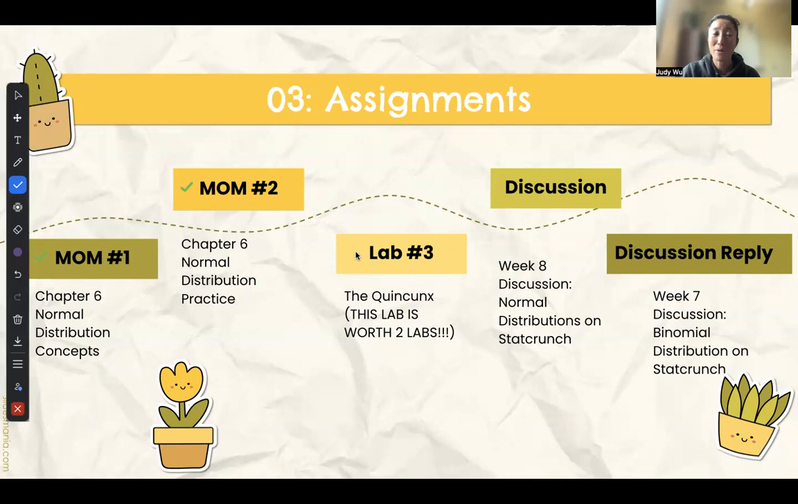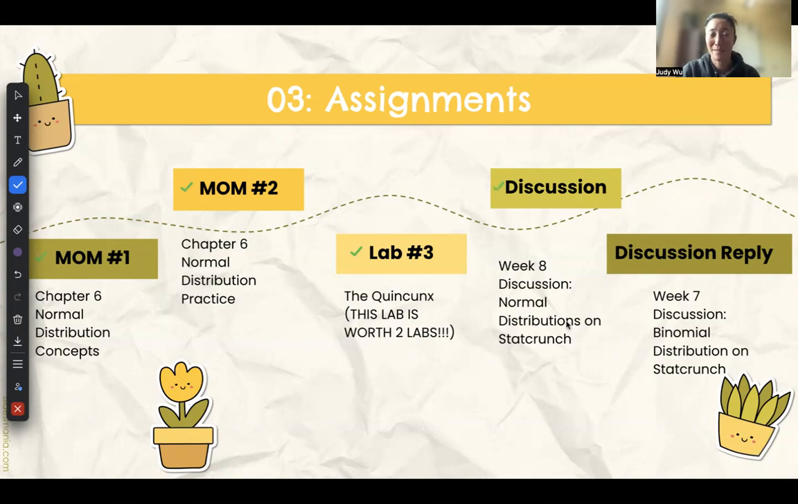The third thing that we have this week is the lab number 3. And I really hope that we got a head start on that last week because this lab is worth 2 labs, okay? So it's really important that you turn this one in, that you work through it. But yeah, get a head start on that lab because it is longer than the other 2 labs, okay?